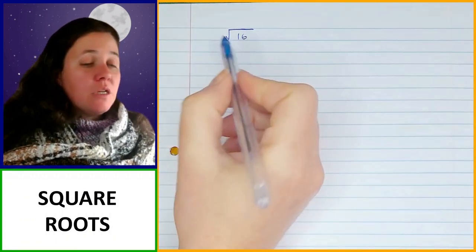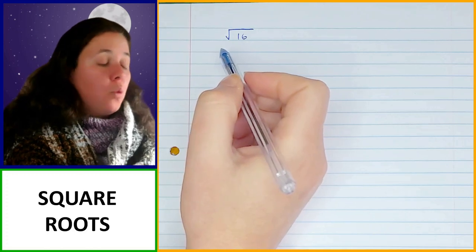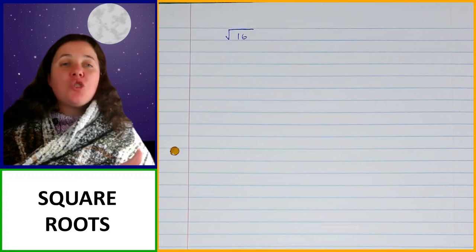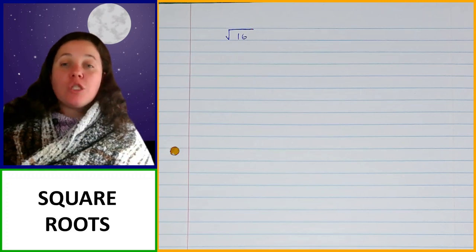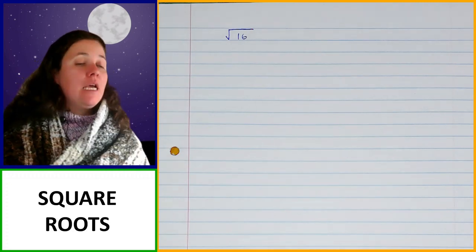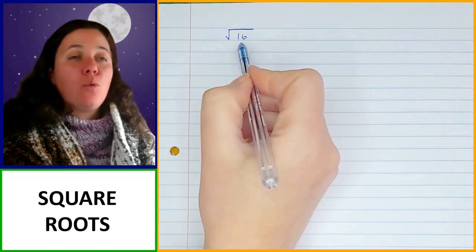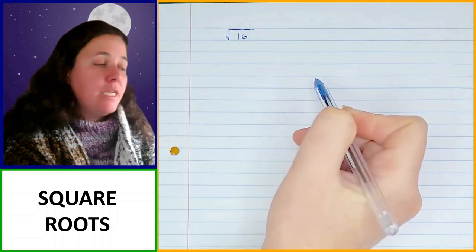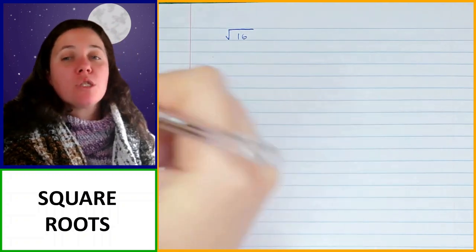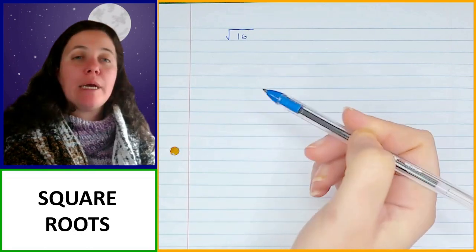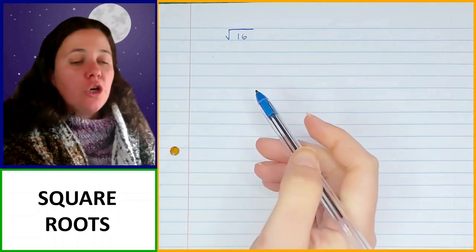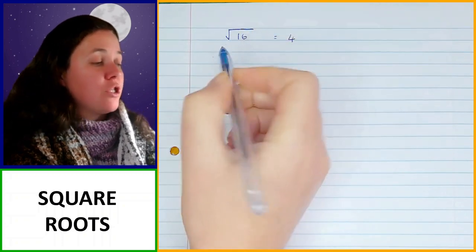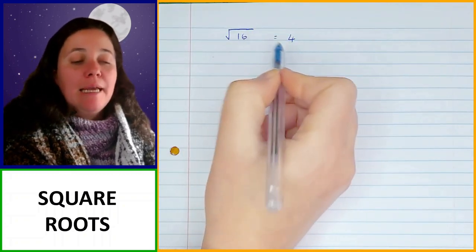Okay, so what we need to know for this is that the square root takes you back to what gave you the square in the first place. So what was squared in the first place. So if you have the number 16, we want to know what was squared to get 16. That is the square root. So we're doing the square backwards. In this case, the number that was squared to get 16 was 4. So the square root of 16 is 4.